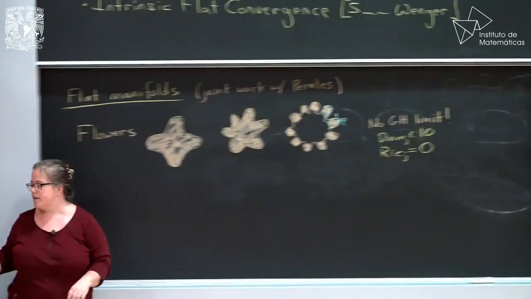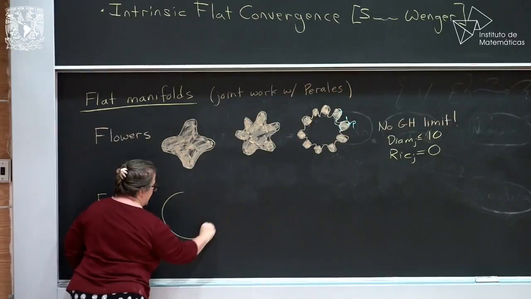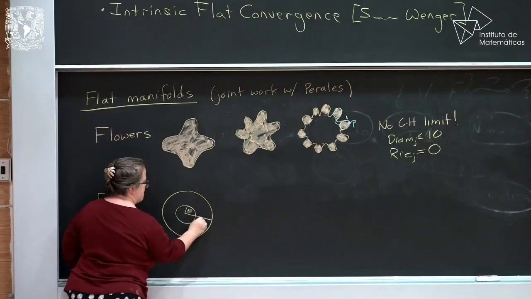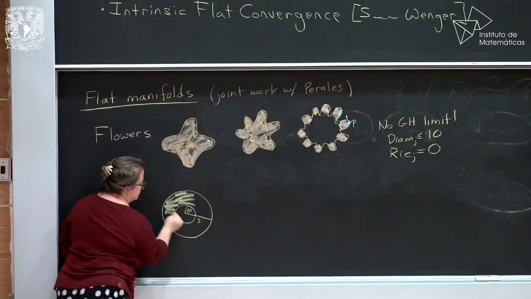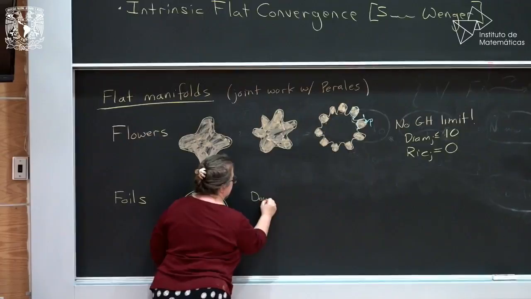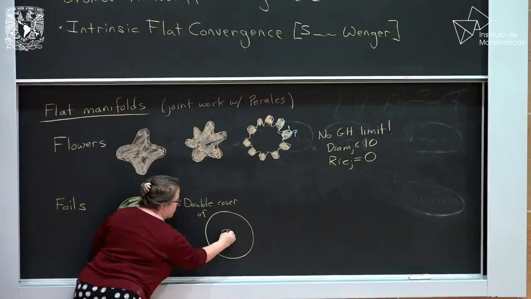And then the other example we have, we call them foils. And what they are is the first one is an annulus inside Euclidean space, inner radius 1, this is a 1 and this is a 3, say. Okay? And we're looking at this as our space. That's our space. And then the second one is a double cover of, now I make the inner radius 1/2. And the outer radius is still 3.